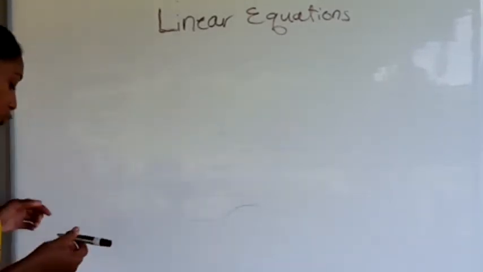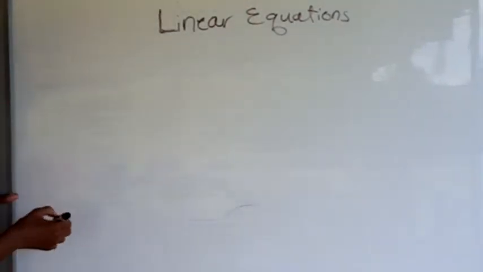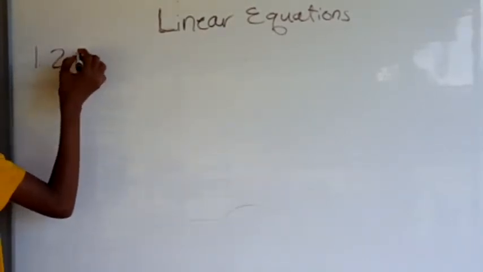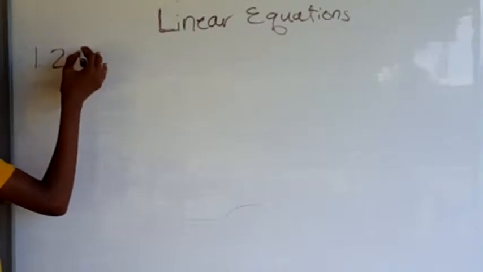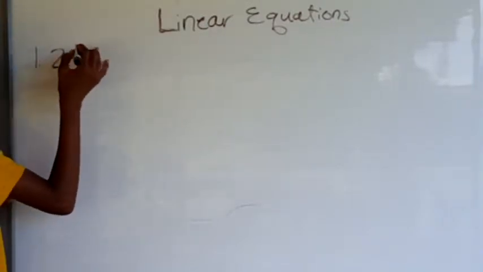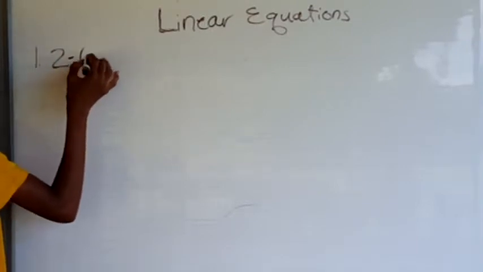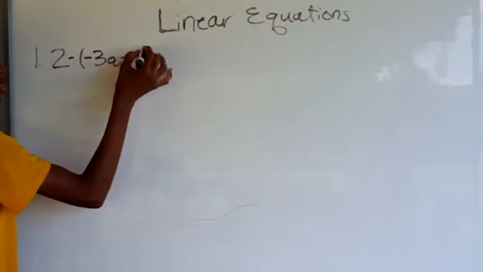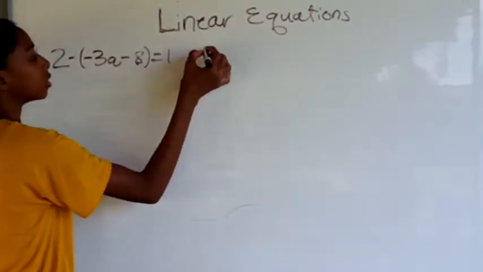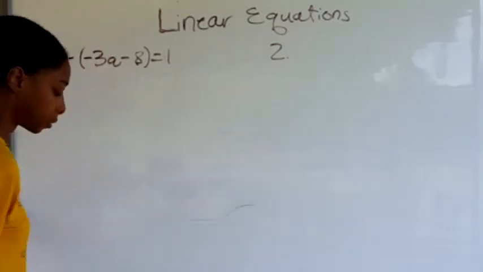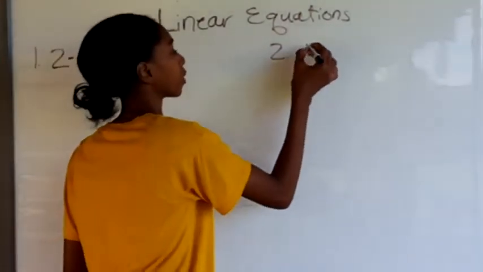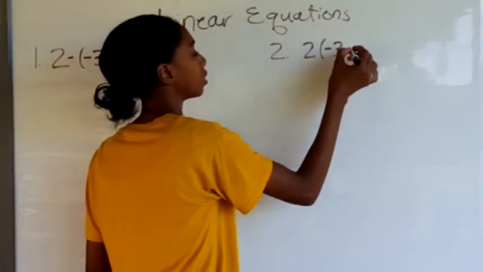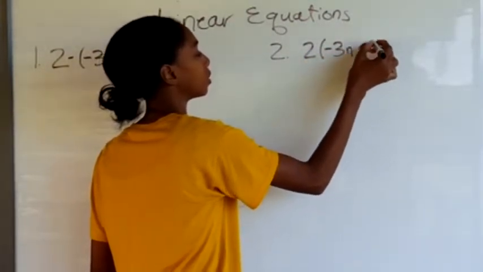Yeah, just give me the first 4. Alright. 2 minus parentheses negative 3a minus 8 equals 1. Alright. 2 times negative 3n plus 8 equals negative 20.